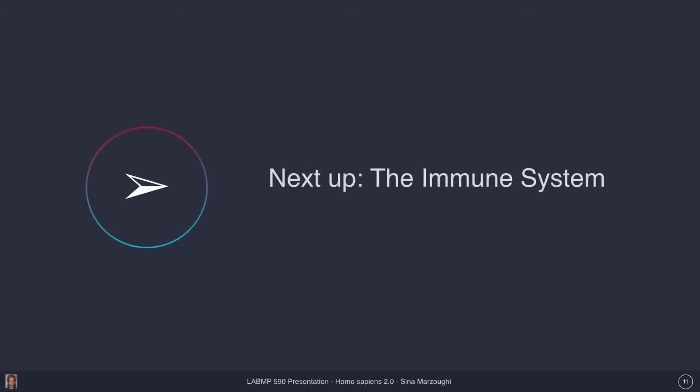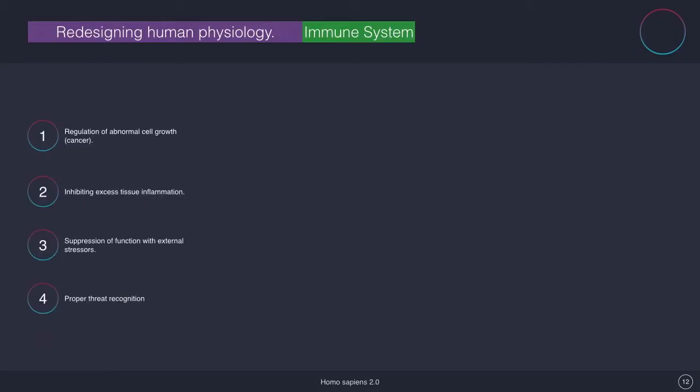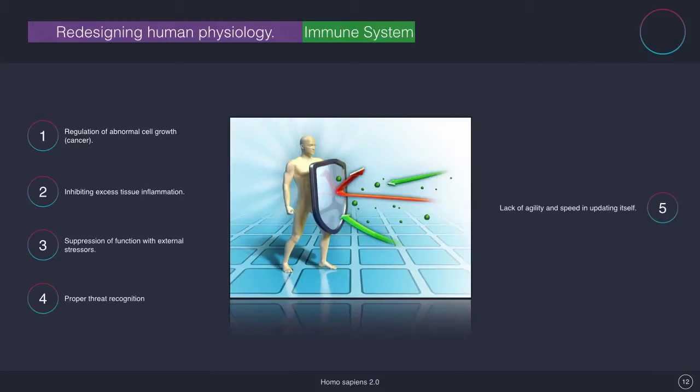So the next system that I want to talk about is the immune system, and this is more based on what is actually currently possible. Before I get into how we can improve it, here are just some ways that I think the immune system is flawed. So just a few things that I think is wrong with the immune system is, for example, regulation of abnormal cell growth.